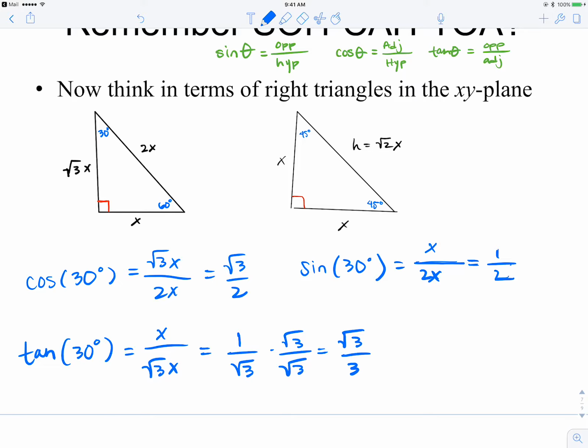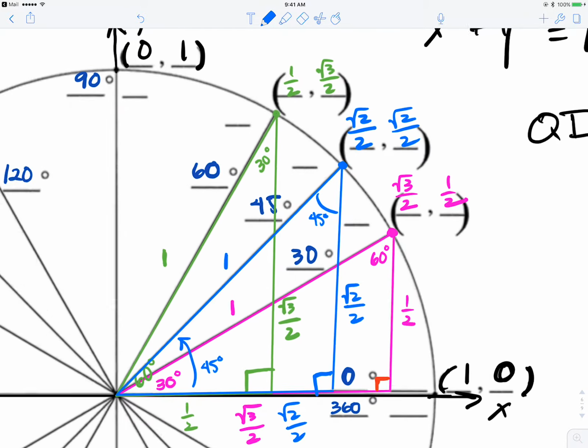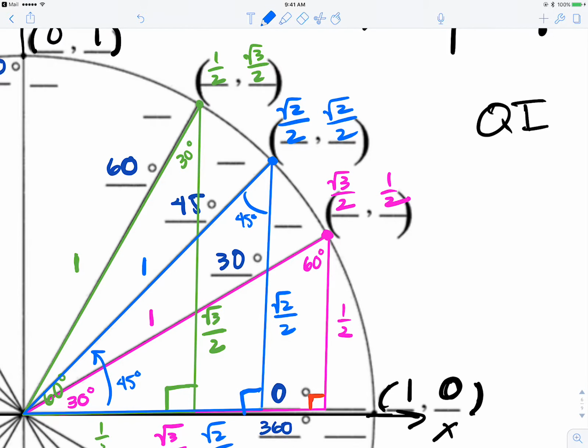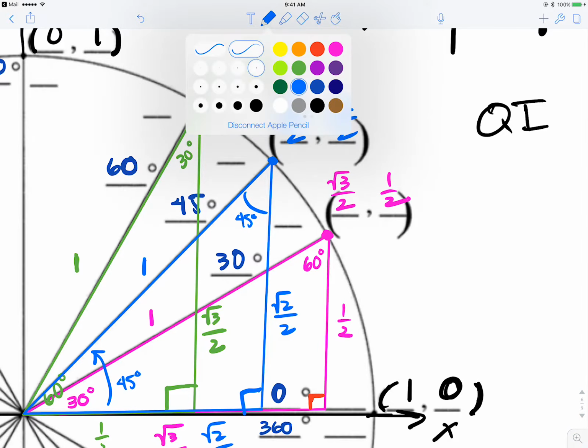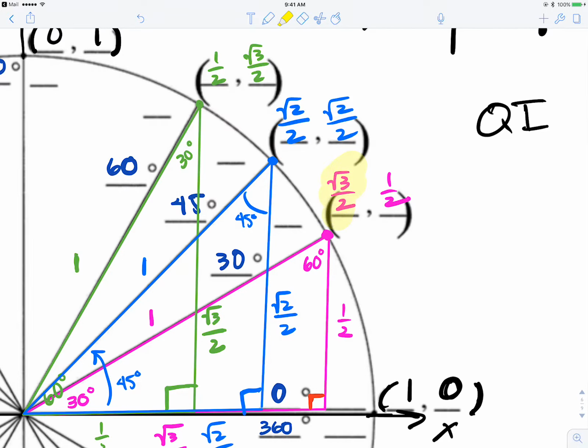Now, let's go back up to quadrant 1 in our unit circle. So, you guys, what was cosine of 30 degrees? Root 3 over 2. And what was sine of 30 degrees? 1/2.